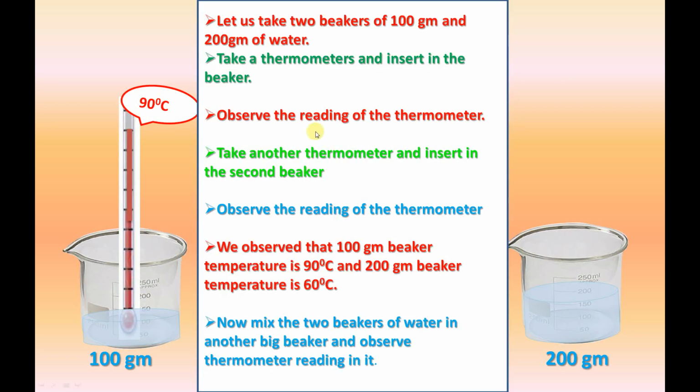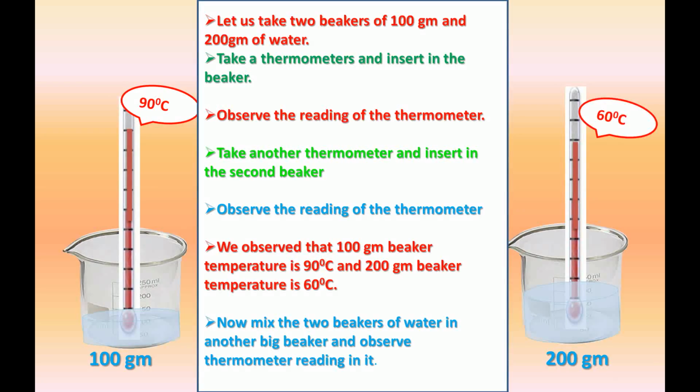Now take another thermometer and insert it in the second beaker. As we insert it, we observe the mercury level is increasing. It increases up to 60 degrees centigrade. 60 degrees centigrade means this is the other sample. In this sample the water is 200 grams and its temperature is 60 degrees C.